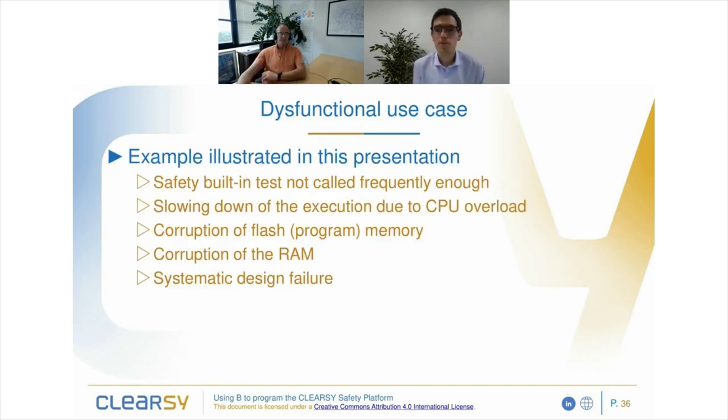We will now see what happens in case of dysfunctional use cases. We will discuss all the examples and scenarios before, and we will have at the end a video summarizing each of these cases. The first one is related to not calling the built-in self-test frequently enough. What happens in case of an overload of the CPU resulting in a slowdown of the execution? What is the result of a corruption of the flash memory, a corruption of the RAM, and the case of a systematic design failure?